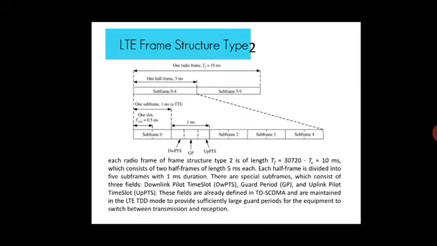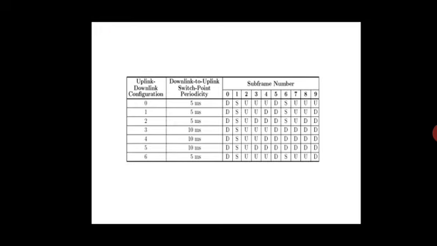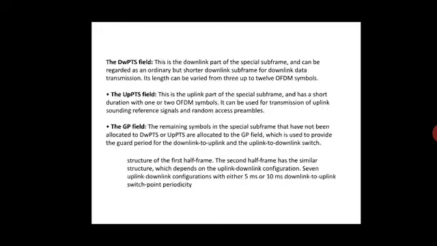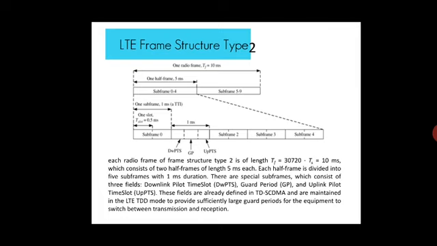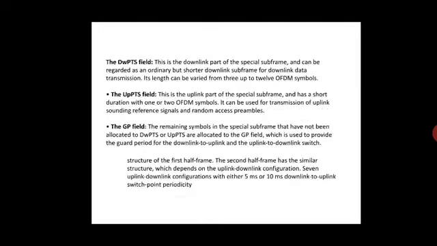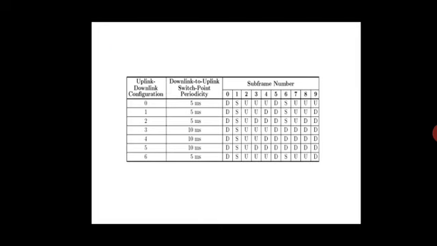If I say subframe 0 to 4 and subframe 5 to 9, now what is the duration of this one? It will be 5 milliseconds, which is the downlink-to-uplink switch point periodicity. D stands for downlink and U for uplink, and it indicates which subframe. Similarly, for the second one, configuration 1, the duration will be 5 milliseconds.